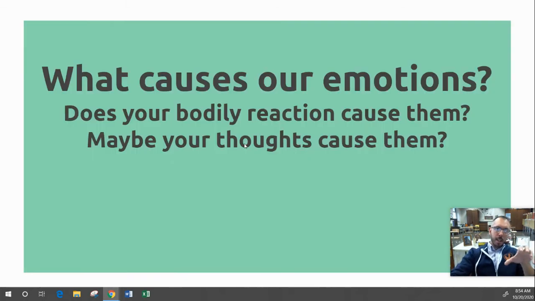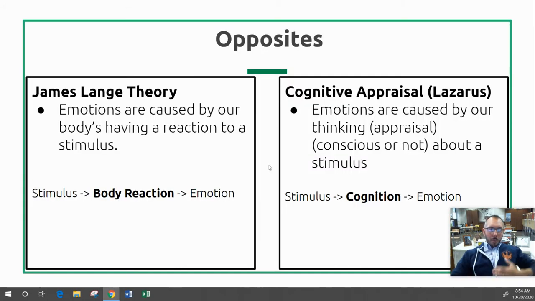So really for this 7-3, we have to understand what causes emotions. Does your bodily reaction cause them? Do your thoughts cause them? And what I'd like to start is the two opposite theories, one by the James-Lange theory and one by the cognitive appraisal or Lazarus theory.